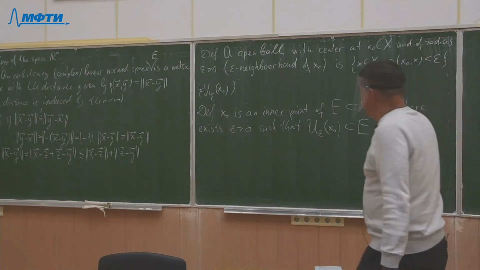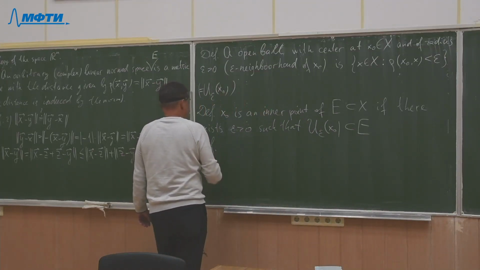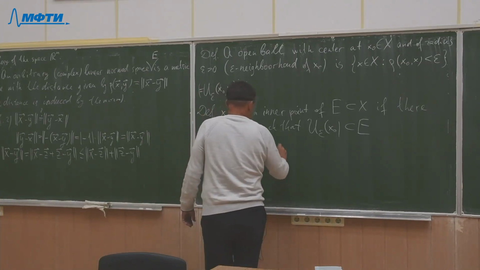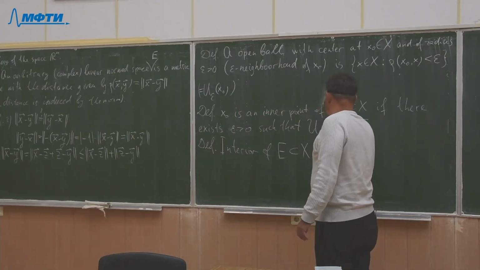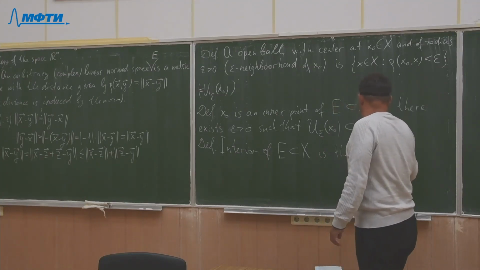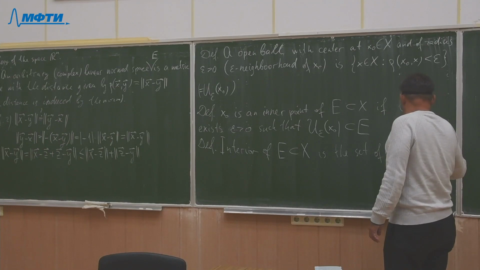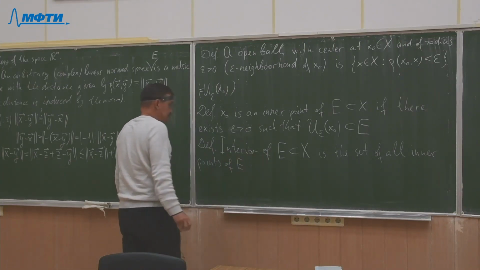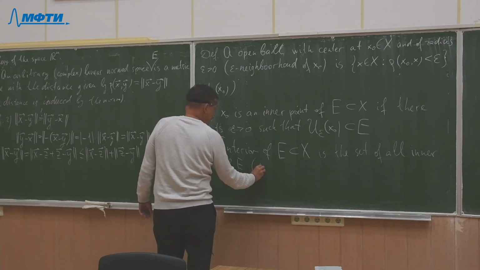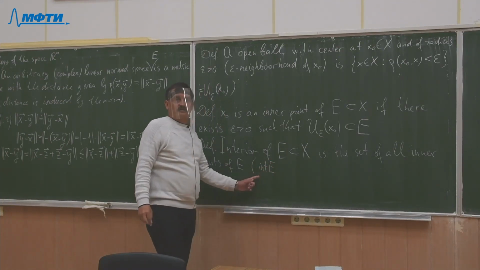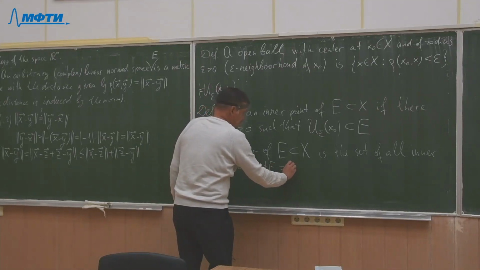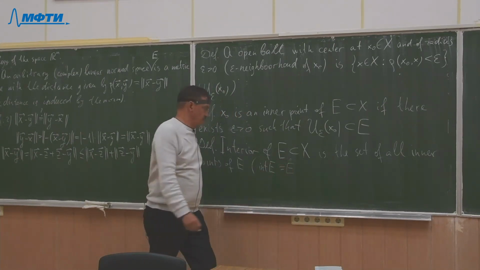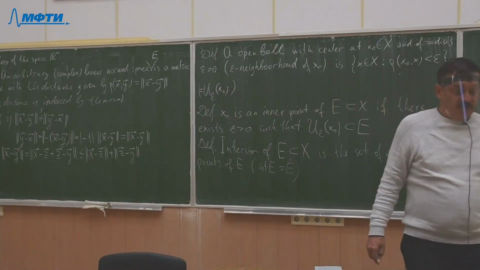Okay, next, interior. Interior of a set E in X is the set of all inner points of E. Notation: interior of E, and also quite often it is denoted by E with a small circle over E. That is also a notation for interior.